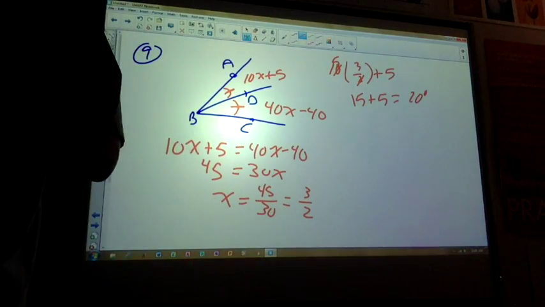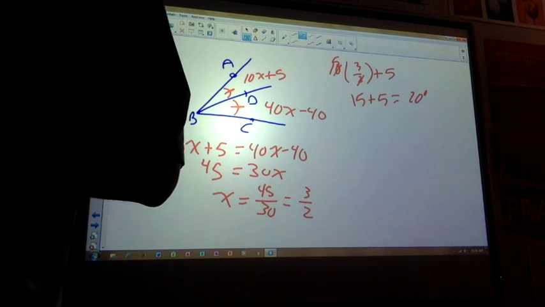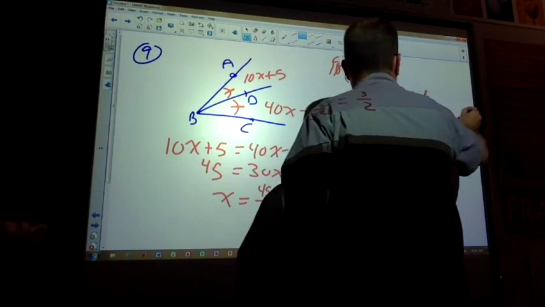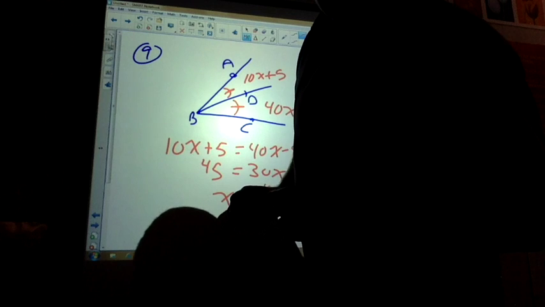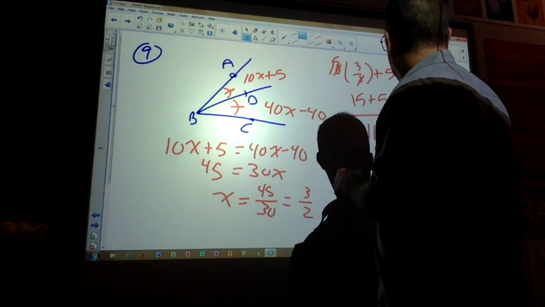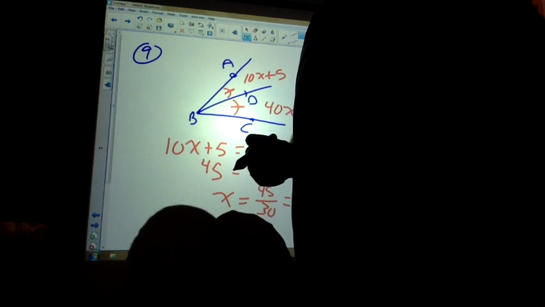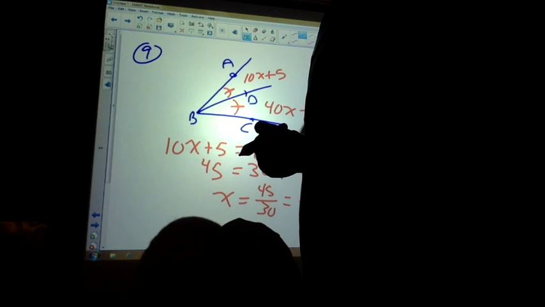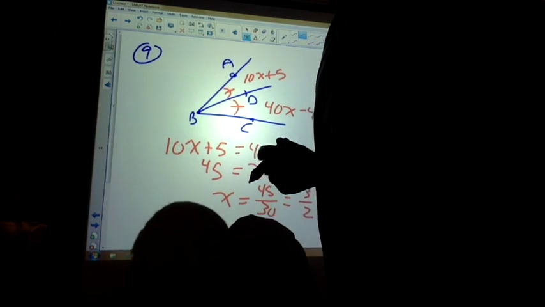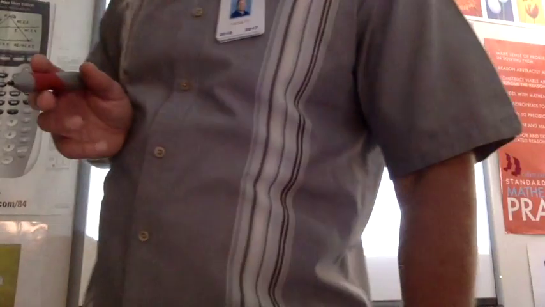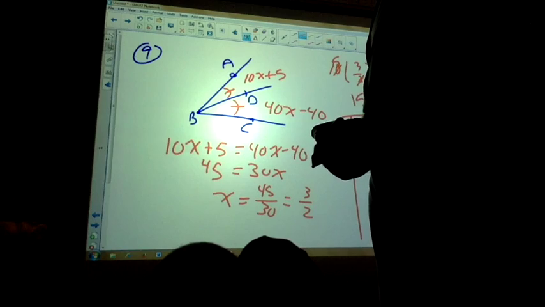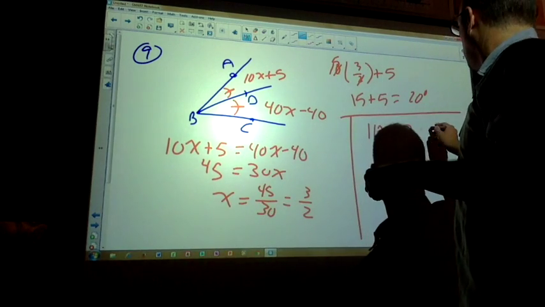Do the exact same thing for letter B. They tell you ABD is 6x plus 2. The only difference on the next one is that the entire angle, ABC, they tell us is 11x plus 7. Okay, so ABD is 6x plus 2, and the whole angle is 11x plus 7.